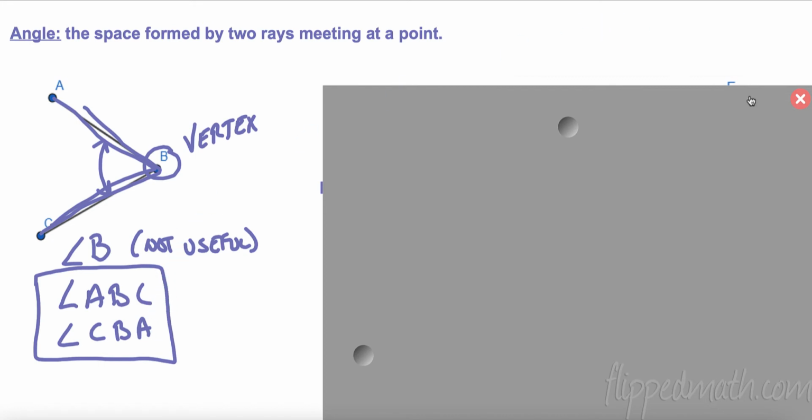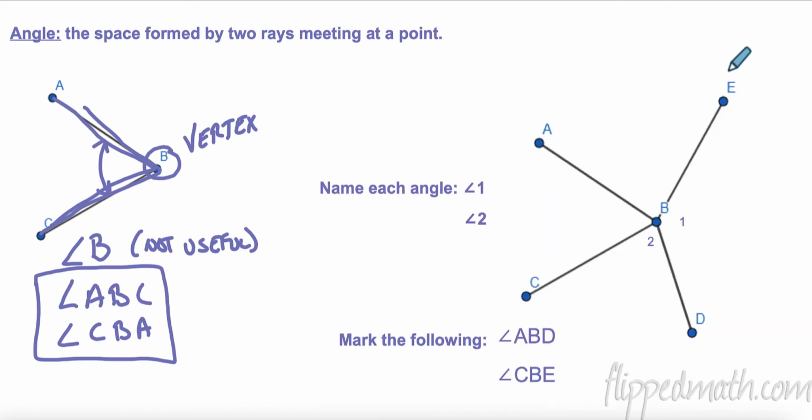All right. So let's come over here and try this. Let's name each angle. So angle 1. Angle 1 is right here. So what is the vertex? The vertex is B. Let's trace it. E, B, D. So I'm going to call angle 1 angle EBD. What's another name I could call it? I could call it angle DBE.